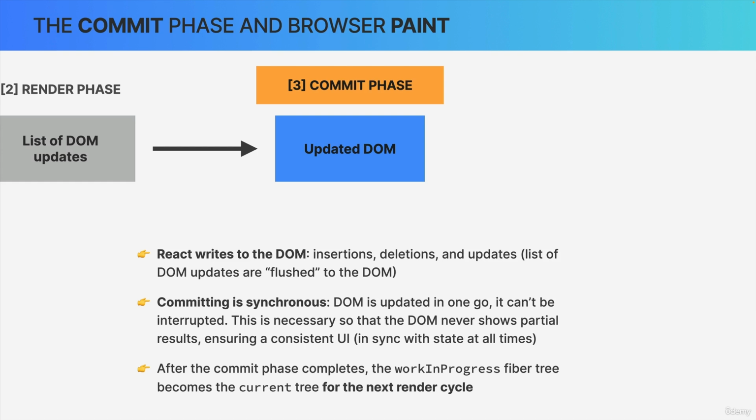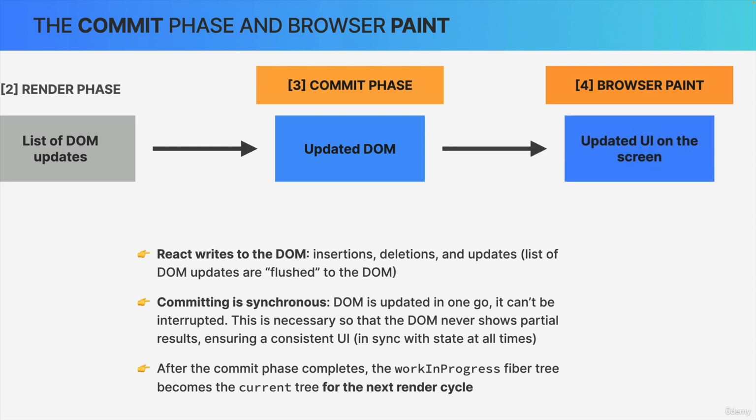And with that, we close up the commit phase. The browser will then notice that the DOM has been changed, and as a result, it will repaint the screen whenever it has some idle time. So this is where these DOM updates are finally made visible to the user in the form of an updated user interface. Now, I'm not going to go into how this phase works, because this is really more about how browsers work internally and not React.